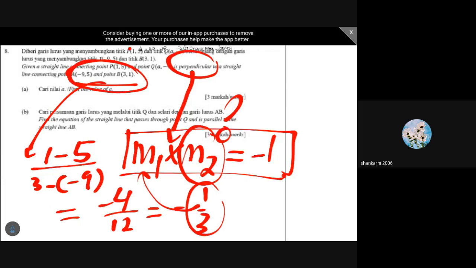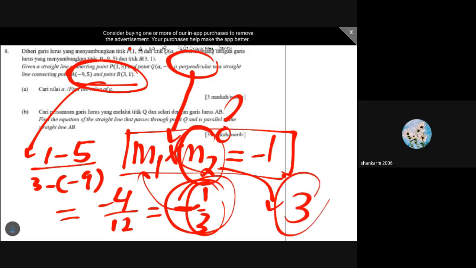So what is your M2 value? Can you tell me, guys? What is the gradient of M2? This one I already found, -1/3. What is your M2 now? Yes, correct, Keshav. 3. Opposite. Negative becomes positive, 1/3 becomes 3. This is the fast method.